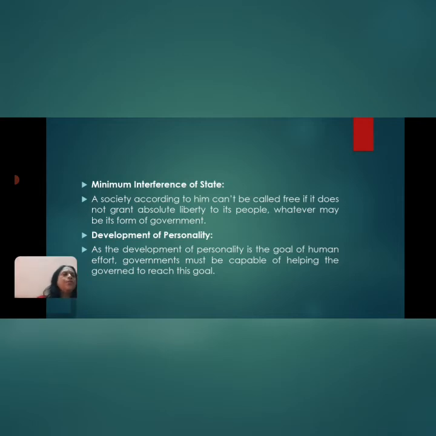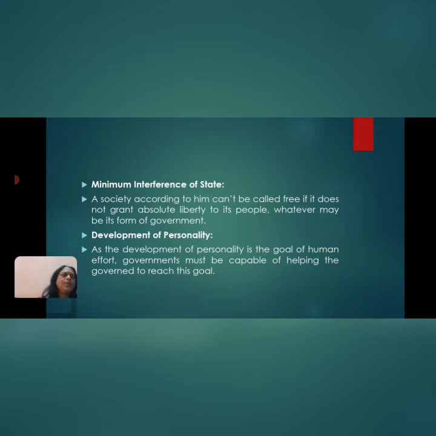Coming to the minimum interference of the state, Mill's conception of liberty strongly advocates individual freedom with very minimum interference from the state. He contended that liberty is vital for human existence because it is man's mind that changes society, and only free discussion can promote fresh and fruitful ideas. So Mill believes that a society cannot be called free if it does not grant absolute liberty to its people, whatever may be the form of the government.